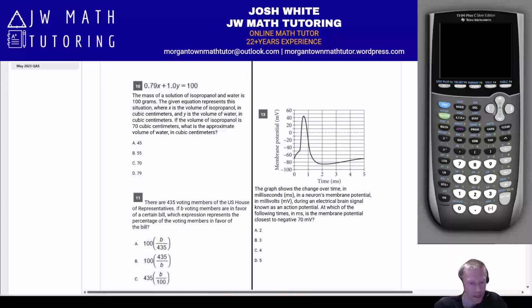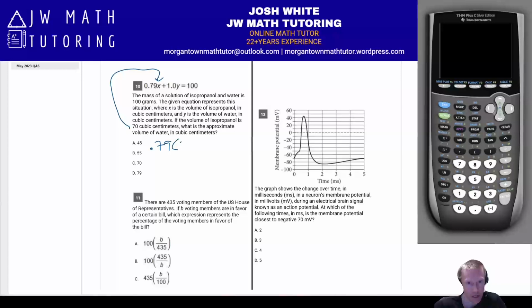All right, the one below that, number 10, they give this formula. It's got X and Y. X is how much isopropanol, Y is how much water is used. They give you the volume of isopropanol, i.e. the value of X, and you're just plugging that in to find out how much water would be used. So you plug in the value for X and then solve for Y. And that's it for this problem.